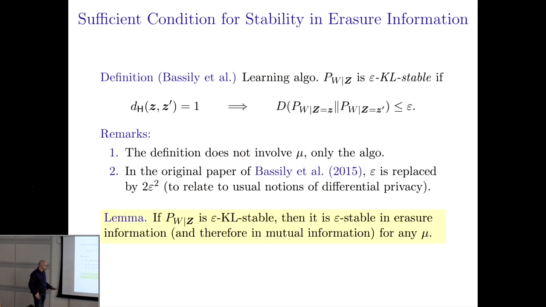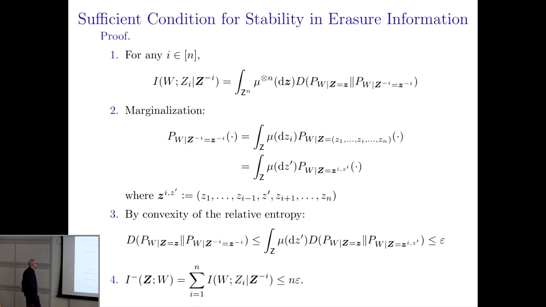But you can now easily prove that, well, here's that one quantity. It's fairly easy to show that a variety of algorithms are actually epsilon KL stable. And once you show that, this immediately gives you, as we'll see, stability in erasure information, and therefore in mutual information. So it's also useful to see that proof. It's a bit of a handful, but let's see what's going on.